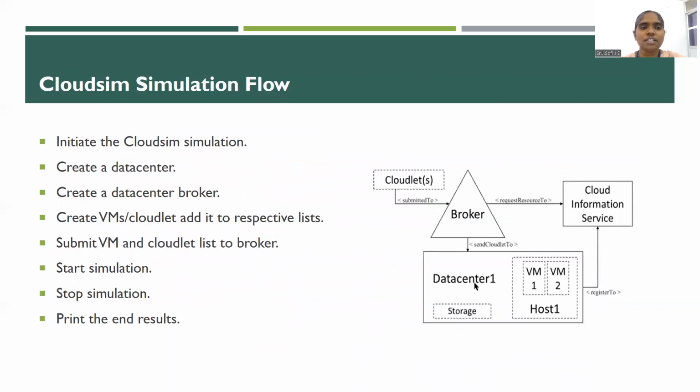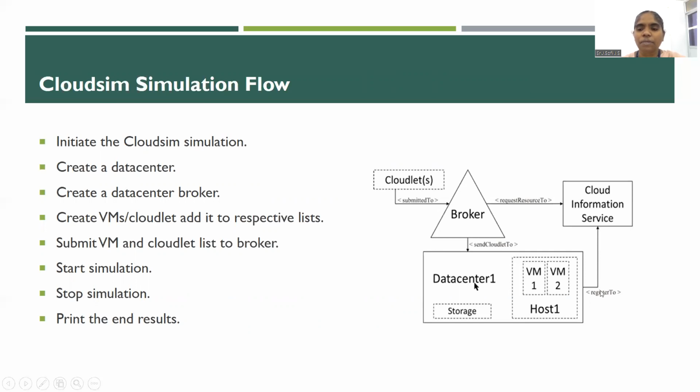So here, this is the CloudSim simulation flow. So first we'll be initializing the CloudSim simulation and we'll be creating the data center. After creating the data center, we'll be creating the data center broker, and then we'll be creating virtual machines and cloudlets, and they will be added to their respective lists. After that, we'll submit this virtual machine and cloudlet list to the broker, and we'll start the simulation. After that, we'll be stopping the simulation and we'll print the result.